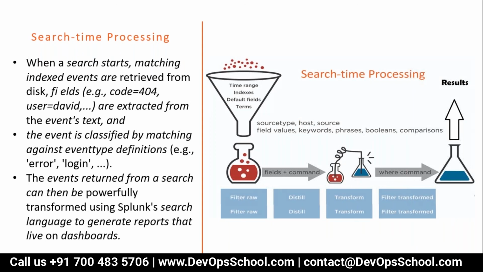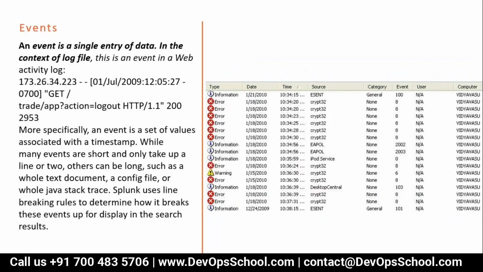Typically, once the data is indexed, you want to apply searches. When the search starts, matching index events are retrieved from the disk, extracted from the event text, and then each event is classified by matching against event type definitions such as error and login. The events returned from the search can then be powerfully transformed using the Splunk search. When I say transform, it means you search something, get the data, then manipulate it and display it in some format, like a table or dashboard widgets. You transform the data first to make it more useful, and whatever time is spent on that is called search time processing.